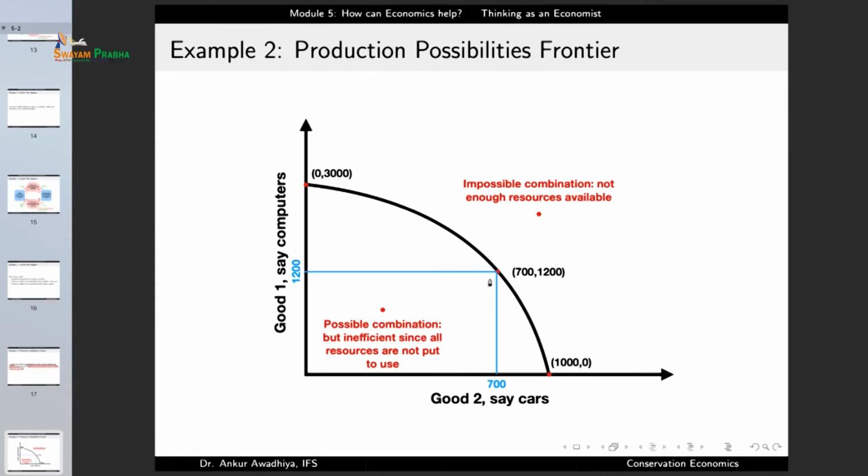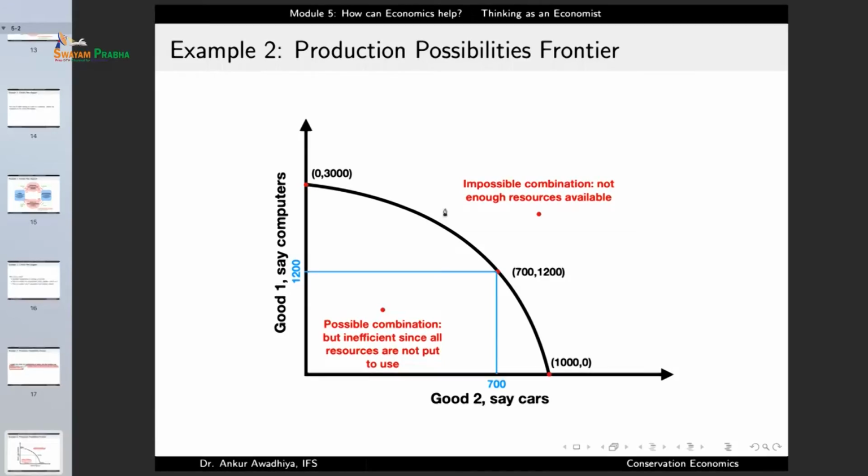However, they could have even produced 700 cars and 1200 computers. But in place of producing 700 and 1200 items, they are only producing one. So that is possible, but that is inefficient. So the production possibility frontier tells us the most efficient production of two different goods that the economy can make. Any points that are to the right of this curve are an impossible combination because the resources and technology are not available to make so much amount of goods or services.